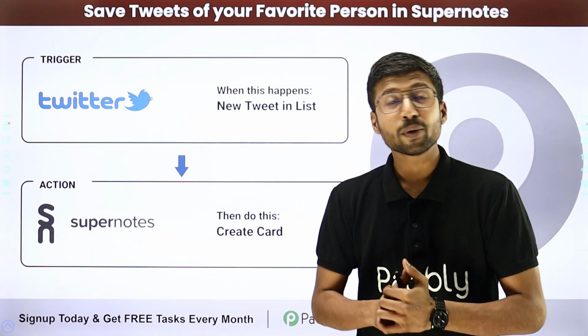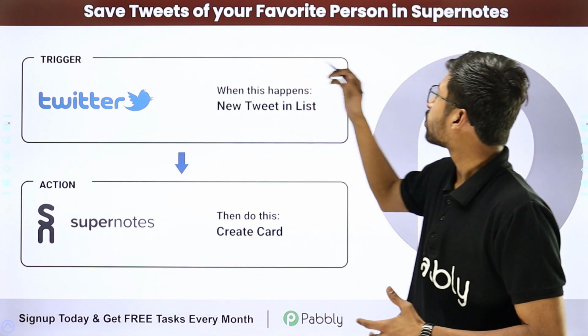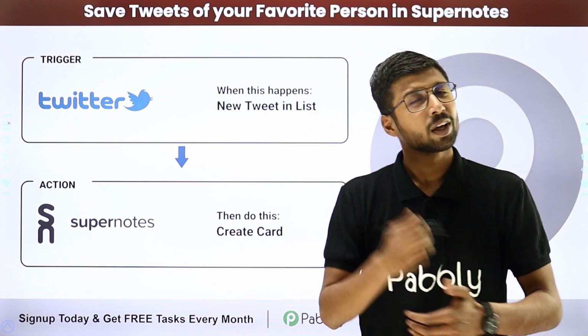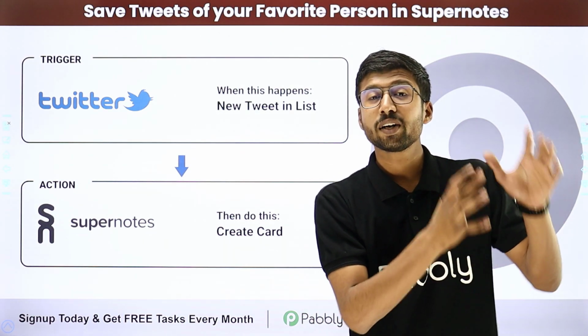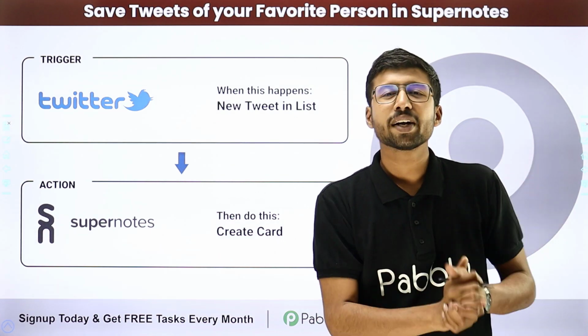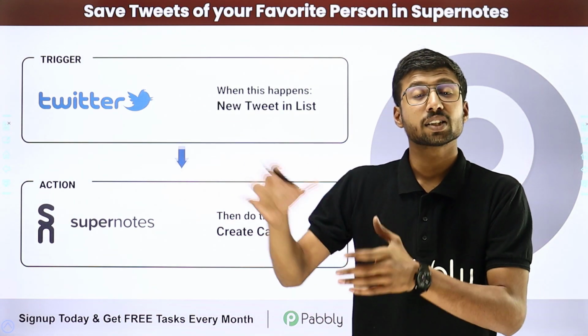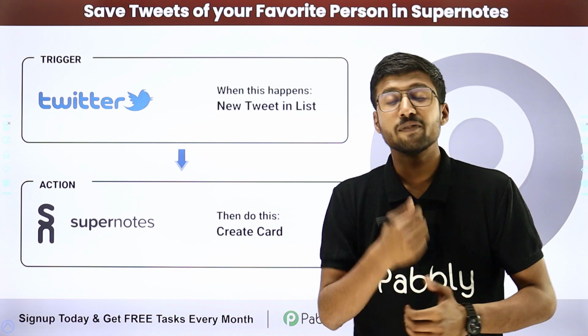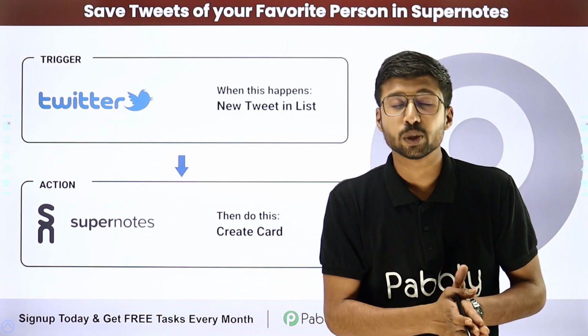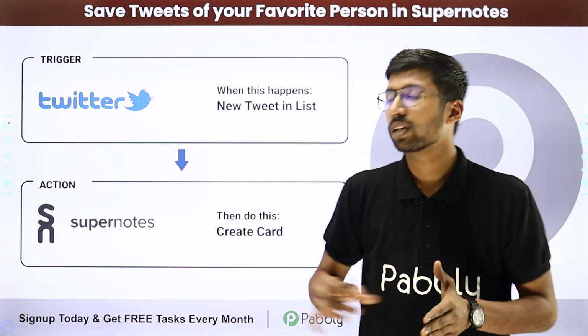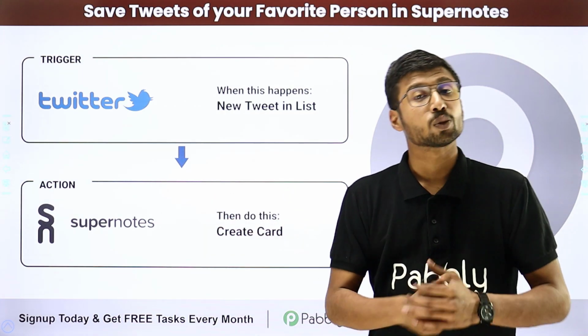So in this video, we are going to learn how to save tweets of your favorite person in Supernote. Now suppose, guys, you are an active Twitter user and you have some favorite Twitter accounts, and you have added all of those accounts into a list in Twitter. Now you want that whenever a new tweet is shared from any of these Twitter handles in the list, it is added as a new card, a new note, in Supernote.